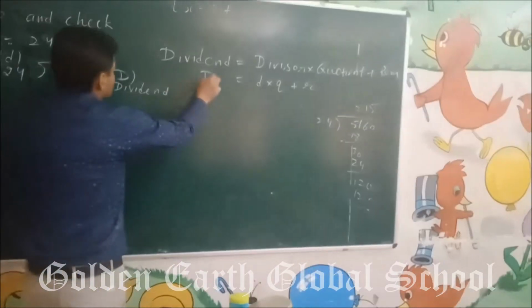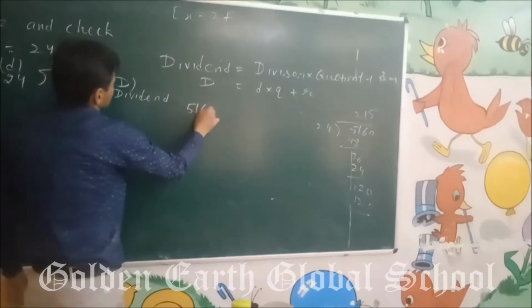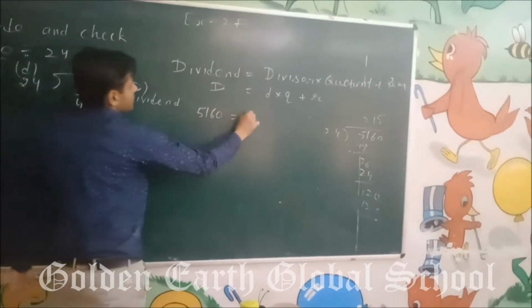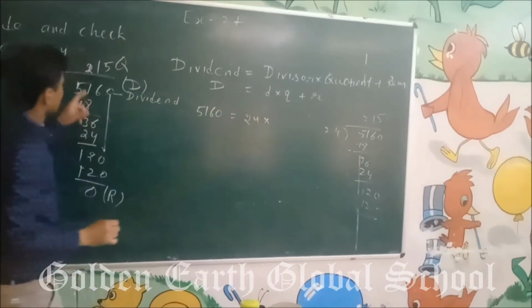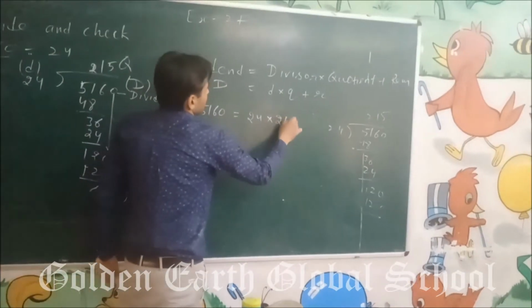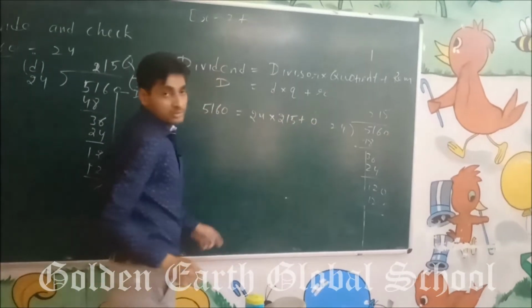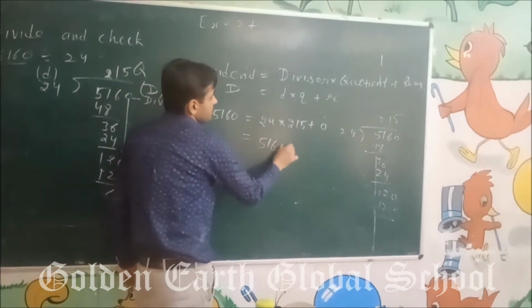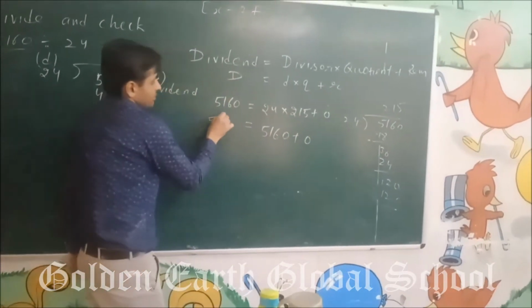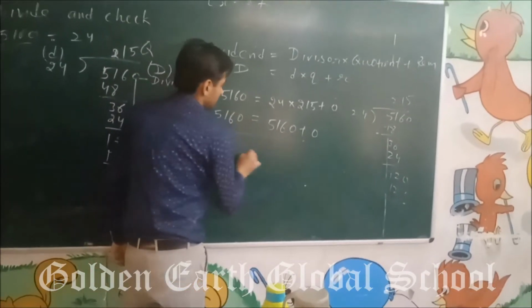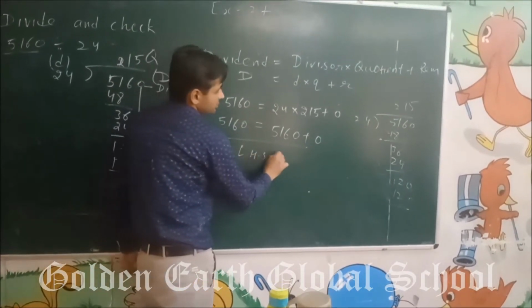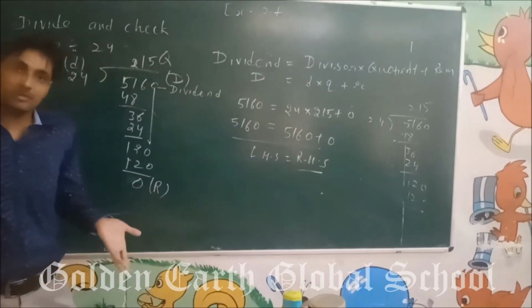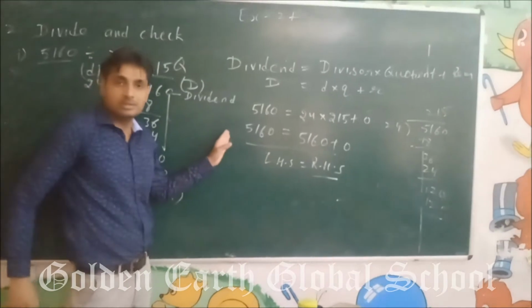So capital D is 5160, divisor 24, quotient 215, remainder is 0. When you multiply this, it is 5160. So both sides are equal. Left hand side equals right hand side. So your answer is correct. Okay, the other parts you can do.